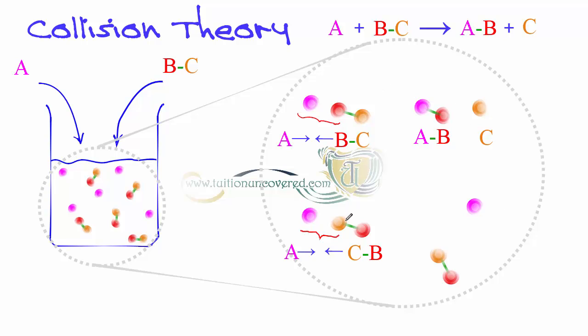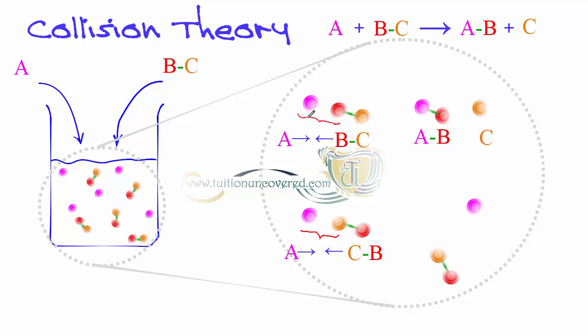Hope that makes sense. Now, the lack of correct orientation here prevents A from reacting with BC because it's facing C. It's about to collide with C. And therefore, this particle bounces away, goes on its merry way, and A stays as A. The collision theory requires us to appreciate that particles need to be orientated in the correct way in order for them to react. Otherwise, they'll simply bounce away.